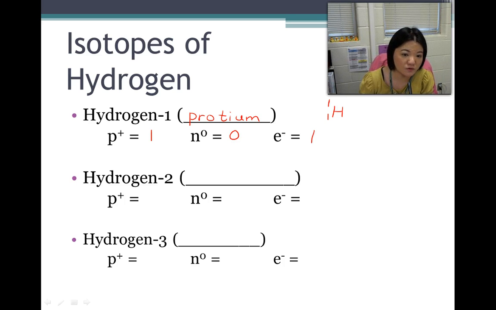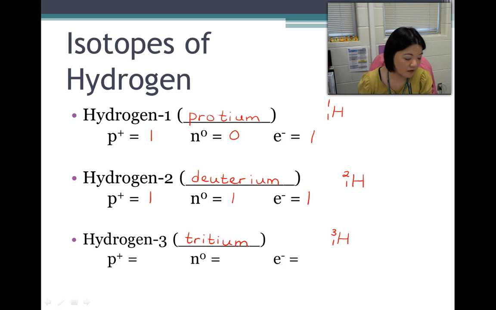Okay, hydrogen 2 is called deuterium. Okay, and here's its symbol. The proton number of deuterium is 1, the number of neutrons is 1, and the number of electrons is 1. And hydrogen 3 is called tritium. Okay, and here's its symbol. Alright, the number of protons is 1, the number of neutrons is 2, and the number of electrons is 1. So those are the isotopes of hydrogen. They have special names, so make sure you know the names.